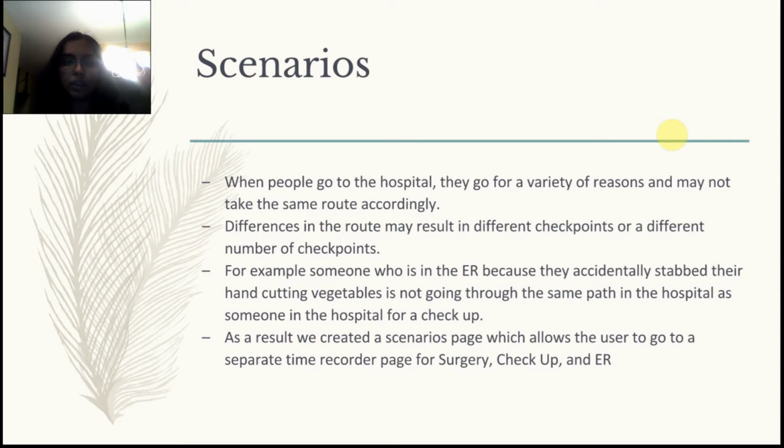Scenarios. When people go to the hospital, they go for a variety of reasons and may not take the same route accordingly. Differences in the route may result in different checkpoints or a different number of checkpoints. For example, someone who is in the ER because they accidentally cut their hand cutting vegetables is not going to go through the same path in the hospital as someone who is in the hospital for a checkup. As a result, we created a scenarios page which allows the user to go to a separate time recorder page for surgery, checkup, and ER.